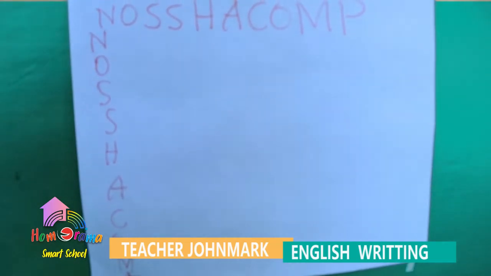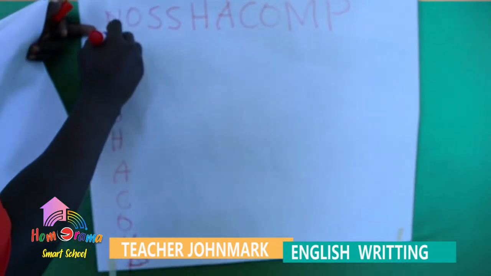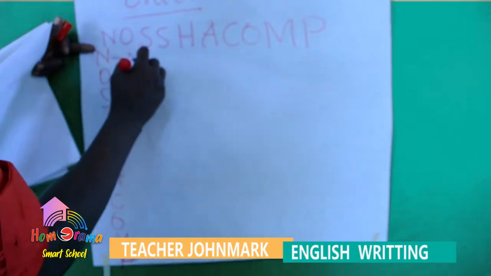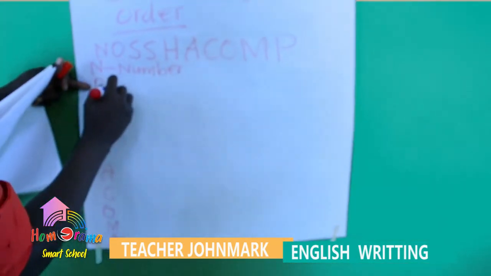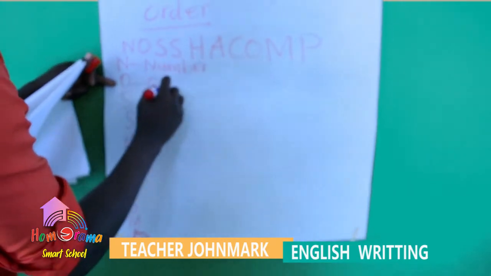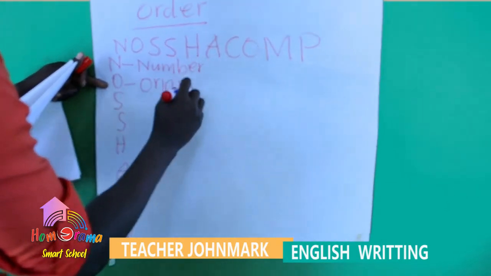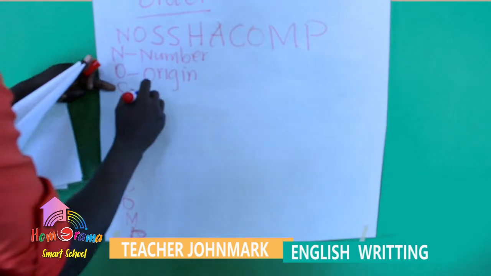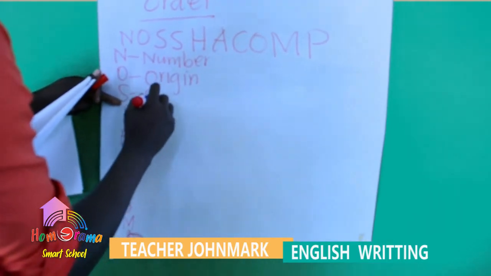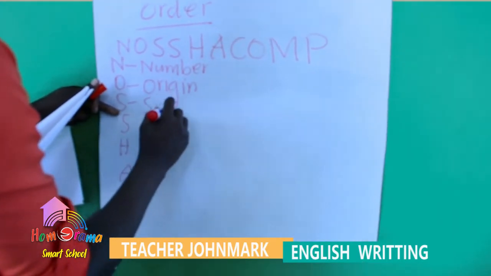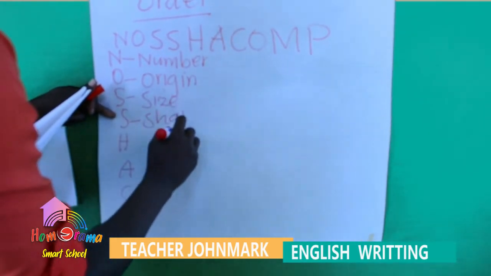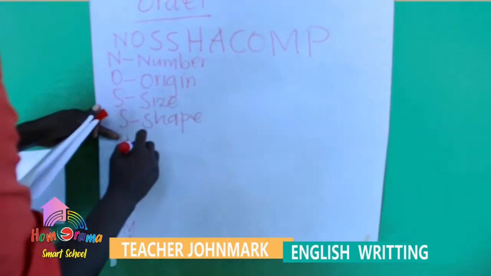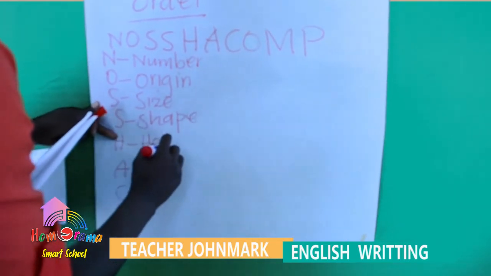Okay, thank you so much. So here, what do we have? N here stands for number. O stands for origin. S stands for size. The next S stands for shape. H stands for height.